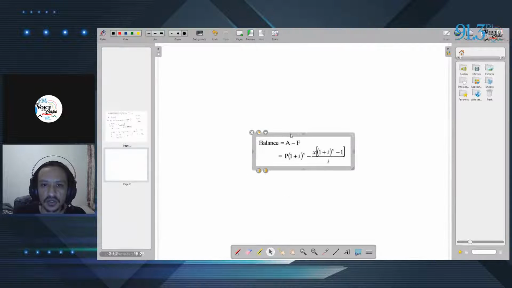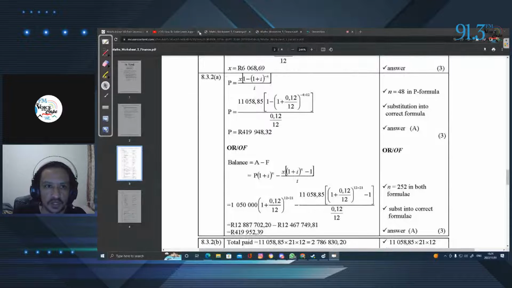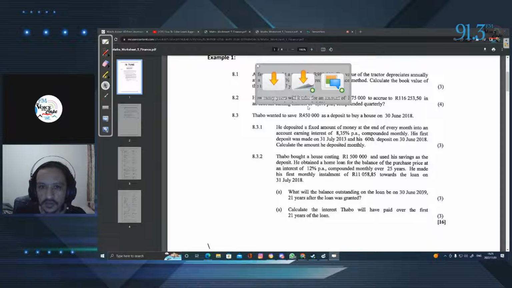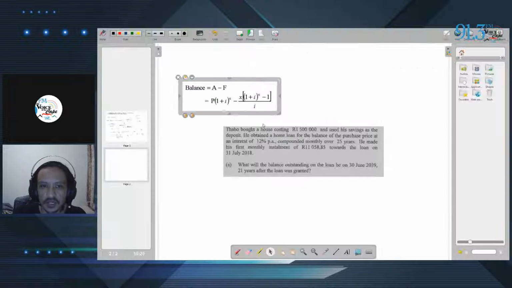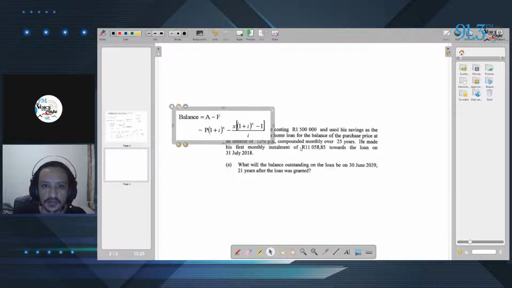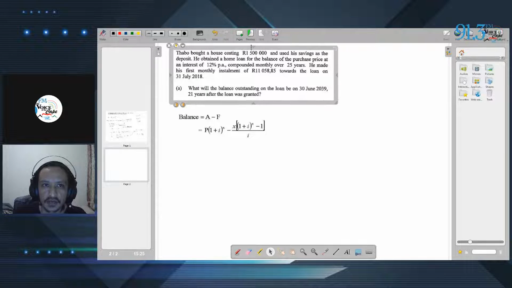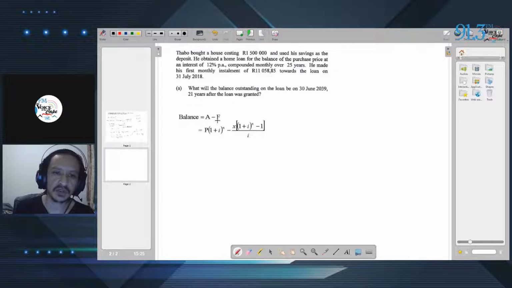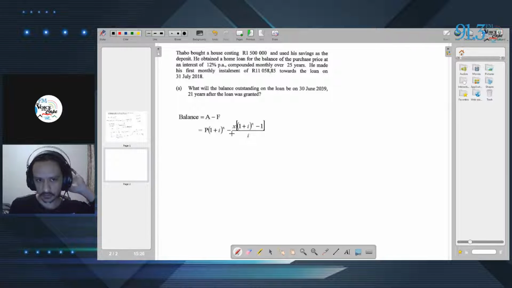Add to new page. Go here, and let me just get this question. Here we go. Add to current page. Now let's resubstitute this information. Just remember, whenever they ask about an outstanding balance, you go ahead and use this formula where balance is equal to A minus F. The formulas will be available on your formula sheet. This is for compound interest, and this is for the deposited amounts.